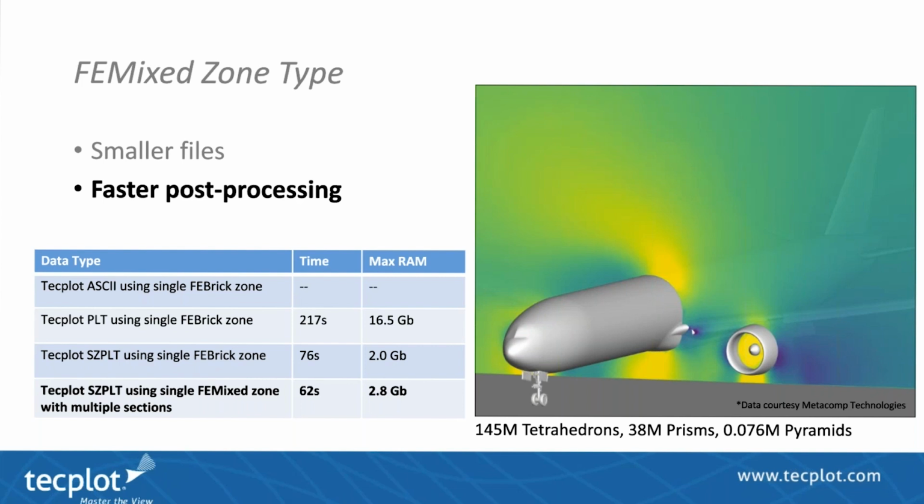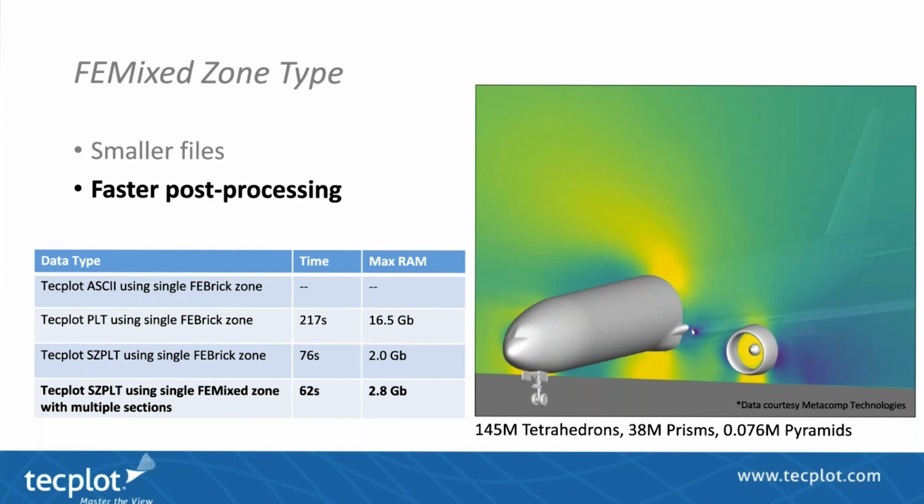Now, this also makes for faster post-processing. So this is reading, actually. It's often also faster to write, but the reading, this is basically read and display of this data. With PLT, we don't even show the ASCII because it's quite slow in this case. With PLT, it's 217 seconds. And the maximum RAM is 16.5 gigabytes.